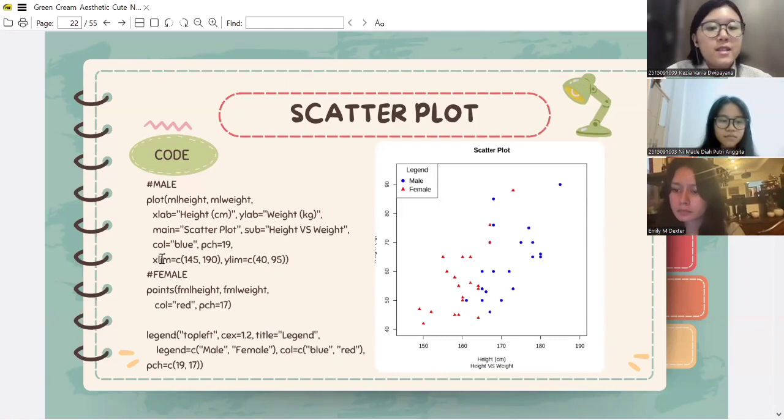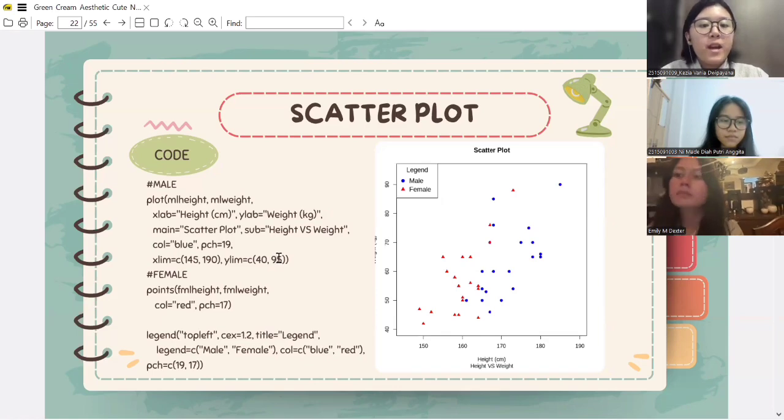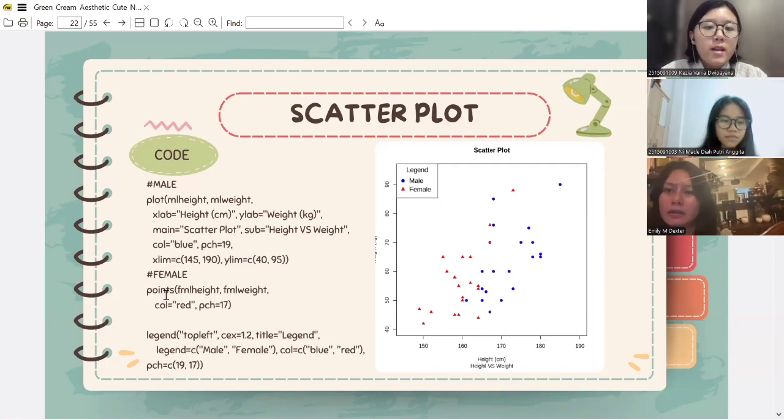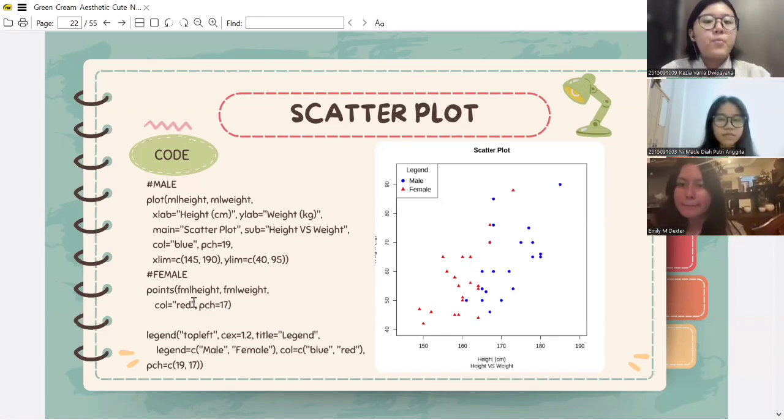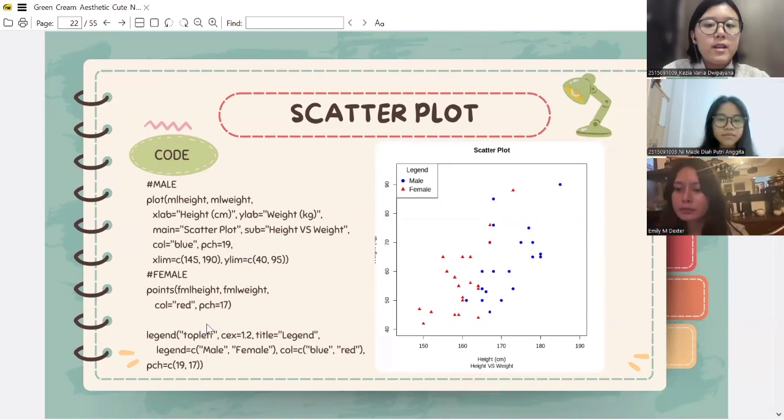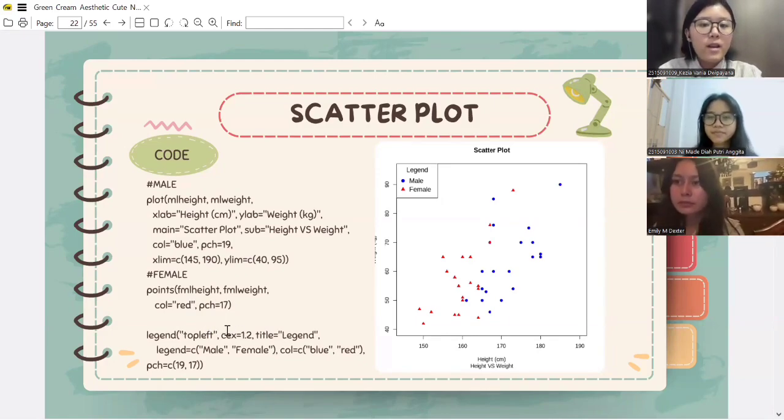And here we set the x-axis range from 145 to 190 in the scatter plot and set the y-axis range from 40 to 95. Then we add points for the female data. We make the shape of the points triangles filled with the color red. For the legend, I created the legend to be on the top left with the text size of 1.2. I give it the title legend, and in that legend, there will be two lines.